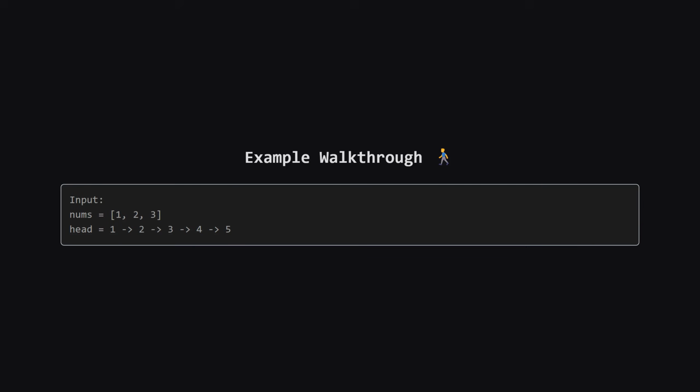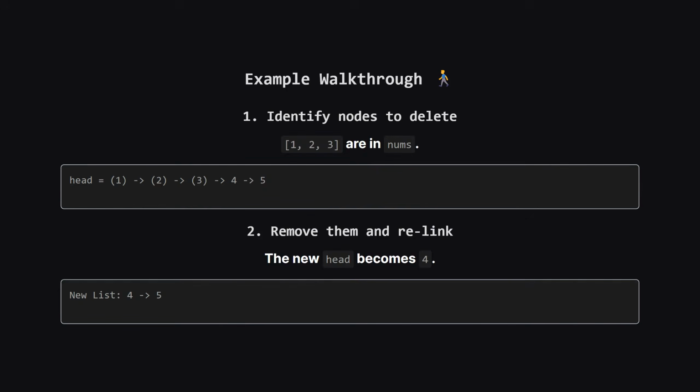Imagine our nums list contains the numbers 1, 2, and 3. This is our delete list. The linked list we're given is 1, pointing to 2, then 3, 4, and 5. So we start at the head of the list. The first node has a value of 1. Is 1 in our delete list? Yes, it is. So we need to get rid of it.